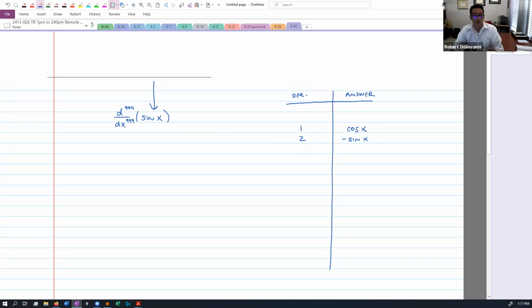Now we have to take the derivative again. This would be our third derivative. Now this negative in front, treat it like a constant. So bring it for the ride. And then take the derivative of sine, which we already know is cosine. So now we have negative cosine x, right?